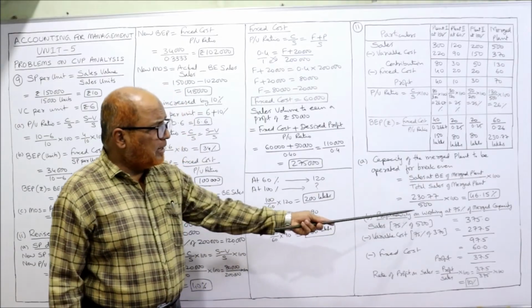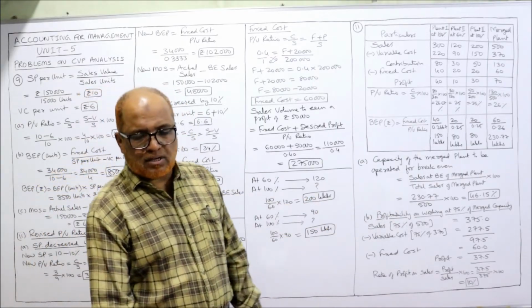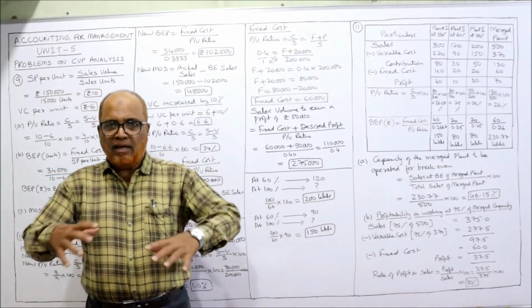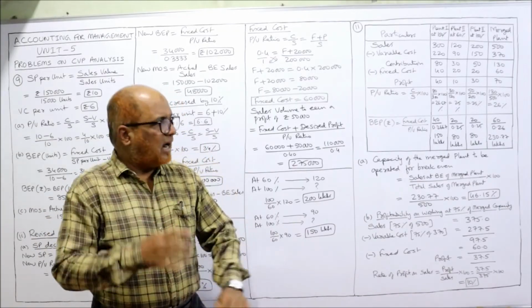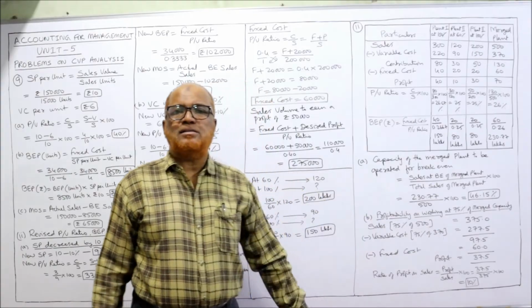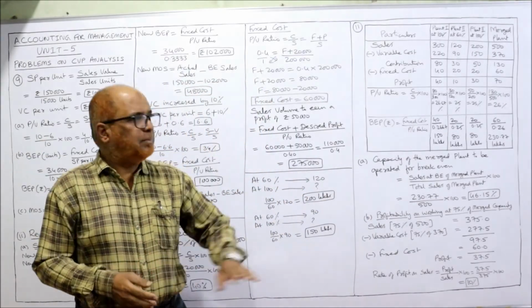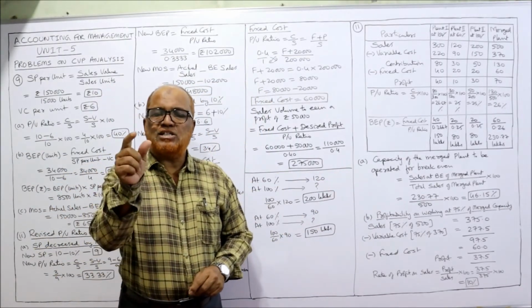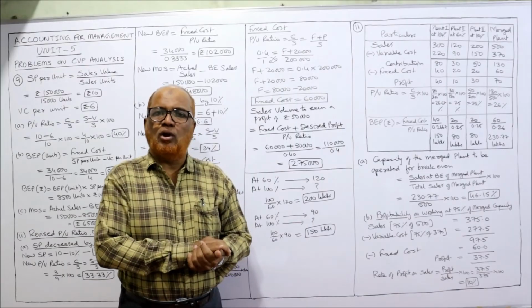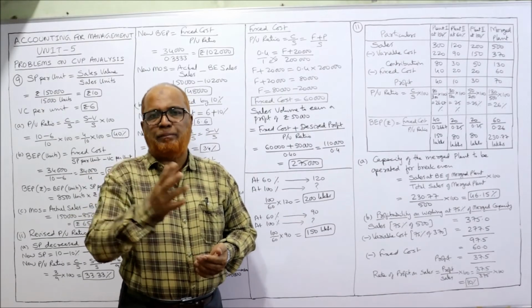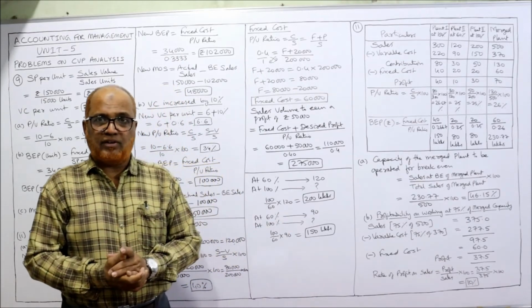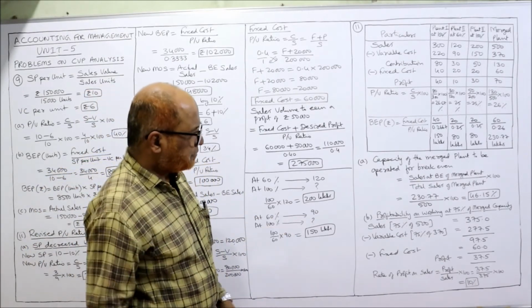Secondly, profitability on working at 75% of the merged capacity. If the company is operating at 75%, see here, at 46% of the capacity, no profit, no loss, BEP. 46%, no profit, no loss. Whereas we want to find out what is the profitability at 75%. Definitely there is a profit. Now how much is the profit?